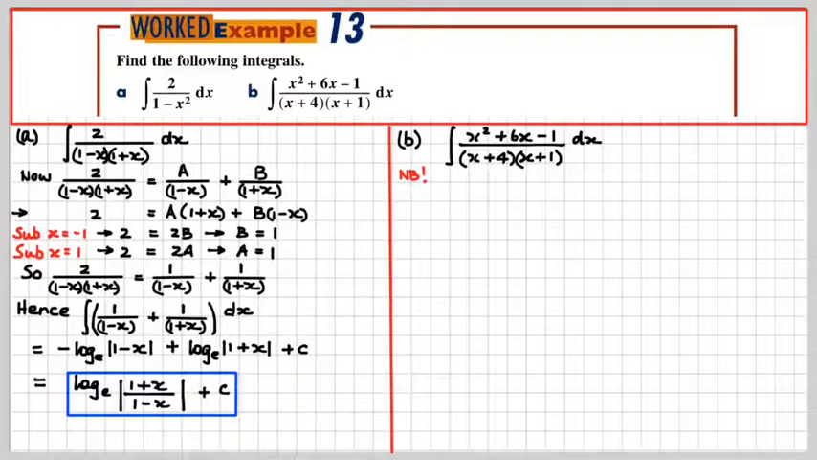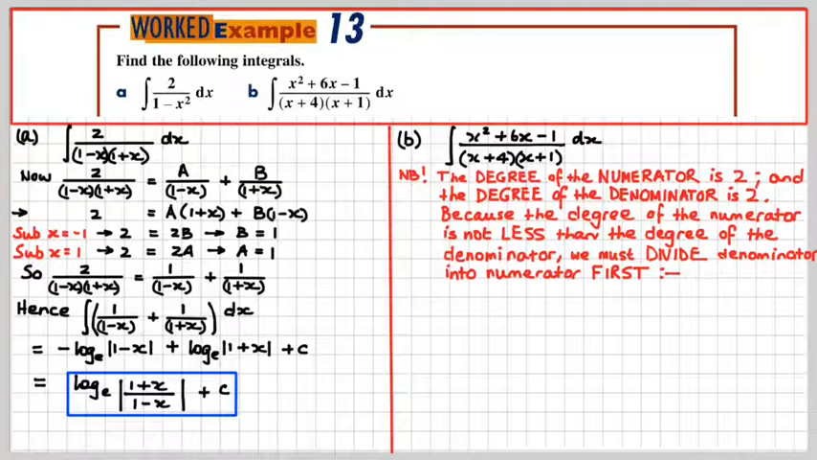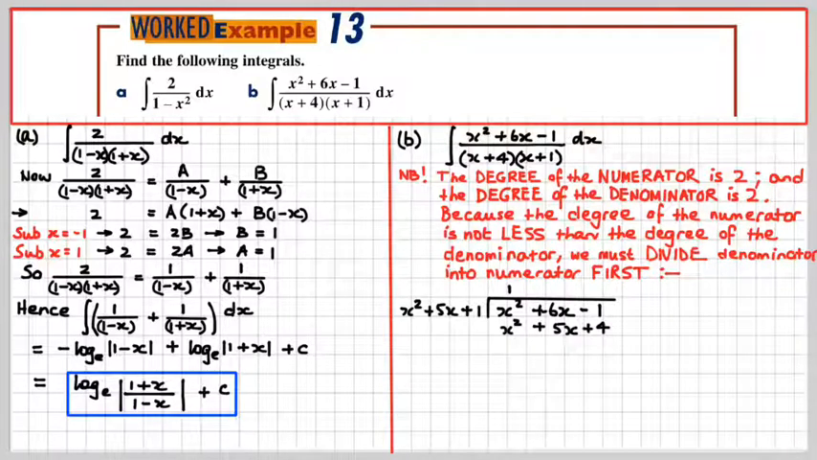Okay, so NB. The degree of the numerator is 2, the degree of the denominator is 2. Oh, phew. So because the degree of the numerator is not less than the degree of the denominator, we must divide the denominator into the numerator first before we even consider any partial fractions, guys. So let's do it. Come on. Swallow that bitter pill and we'll see what we get. Yes, 1 time, and then you multiply that thing by 1. Now you subtract and you get that thing.